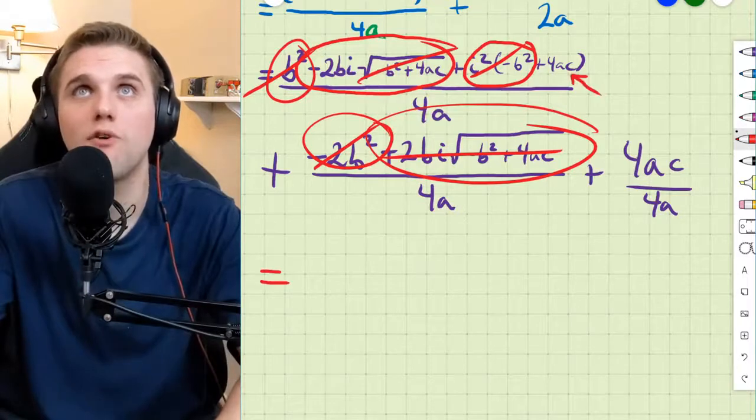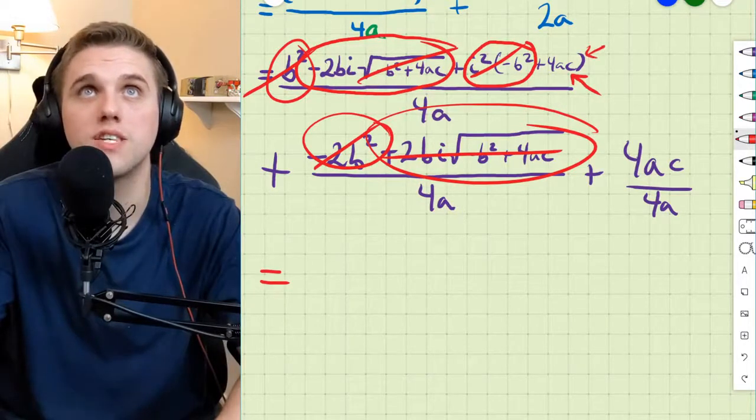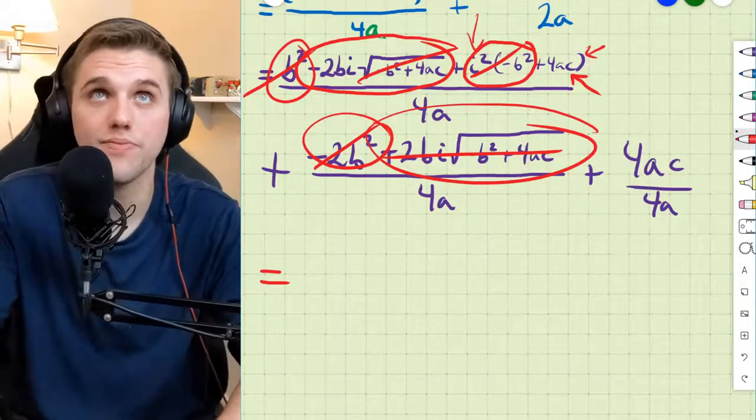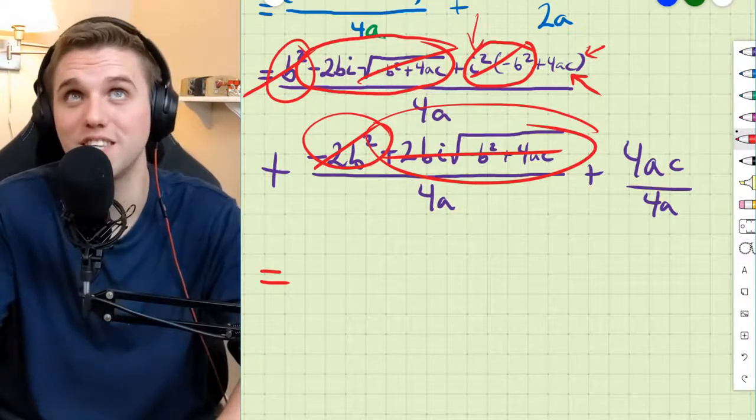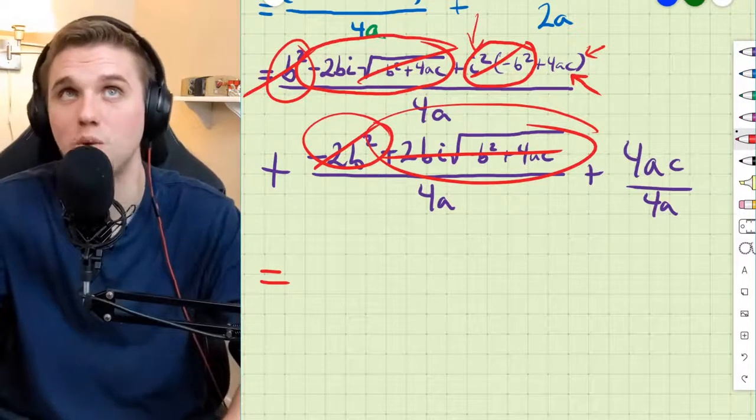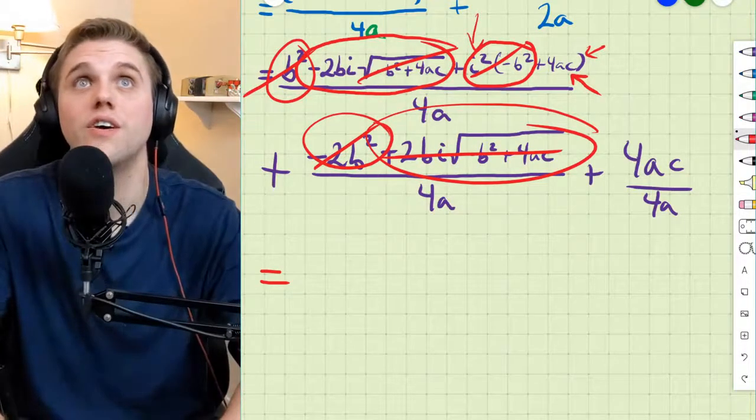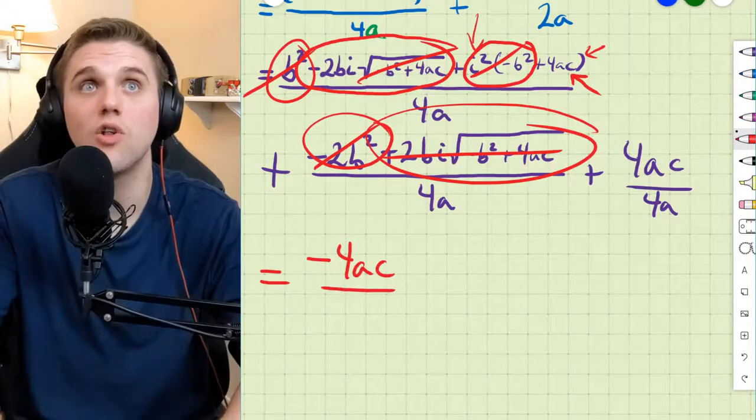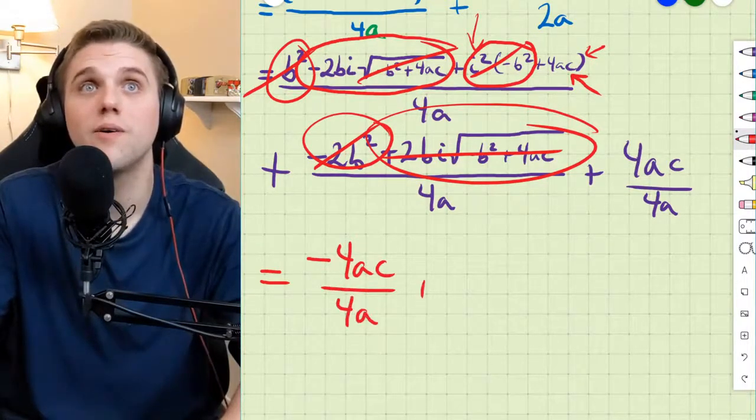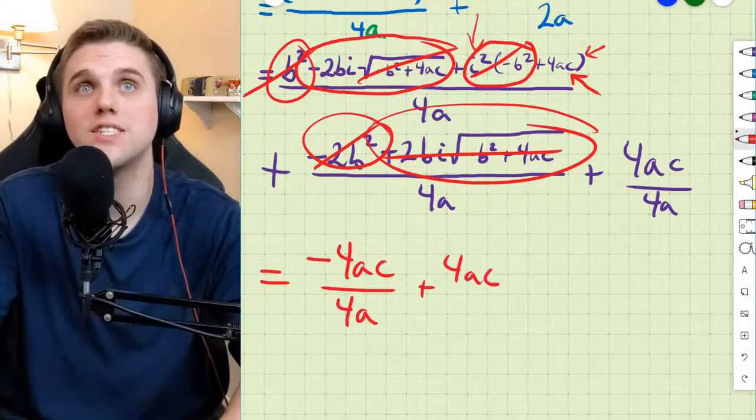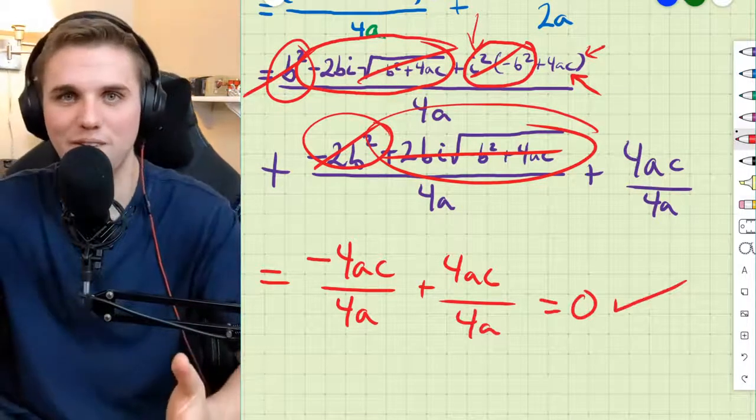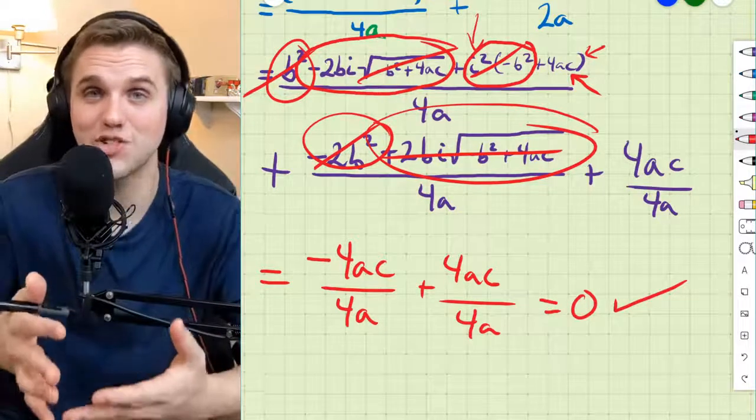And so what am I left with here? Well, keep in mind that 4ac is inside parentheses, which is being multiplied by I squared there. So that's not just 4ac, that's 4ac times I squared, which is negative 1. So I'm left with negative 4ac all over 4a plus 4ac all over 4a, which is 0. And there we go. So that solution works.